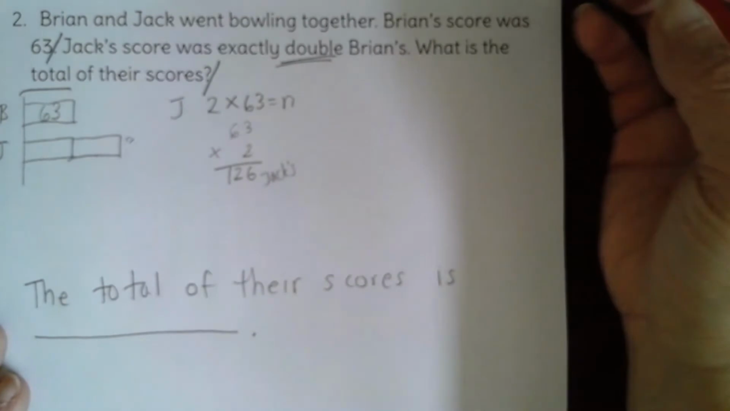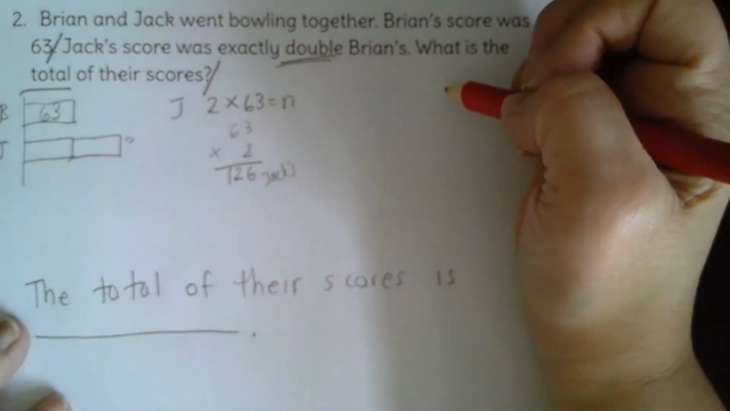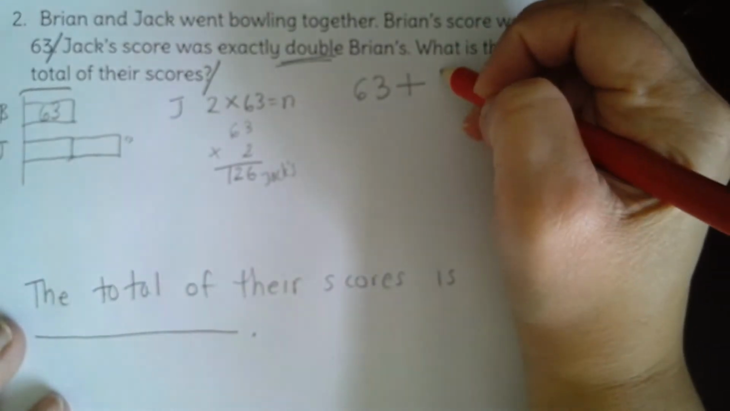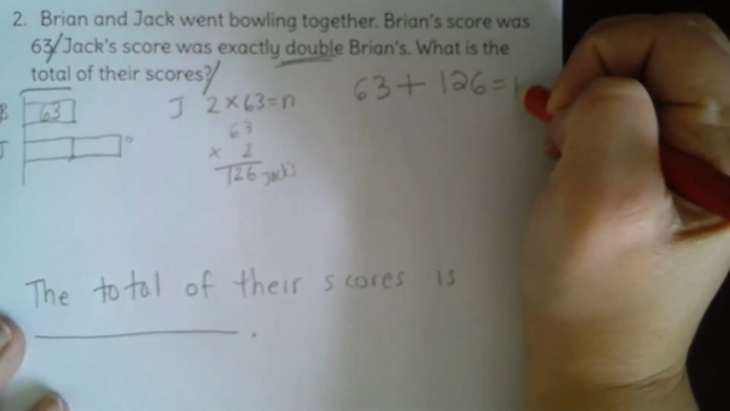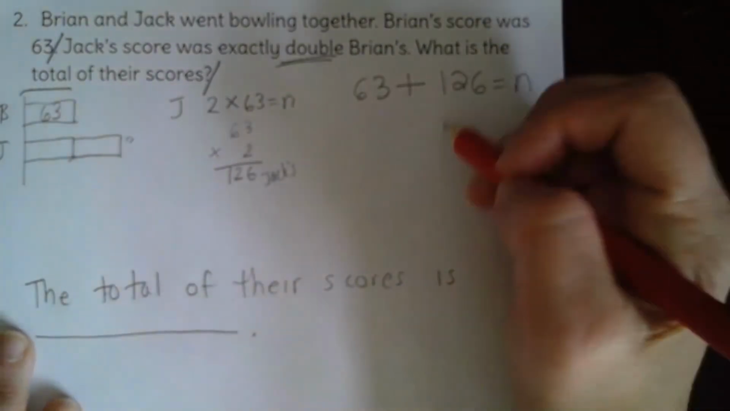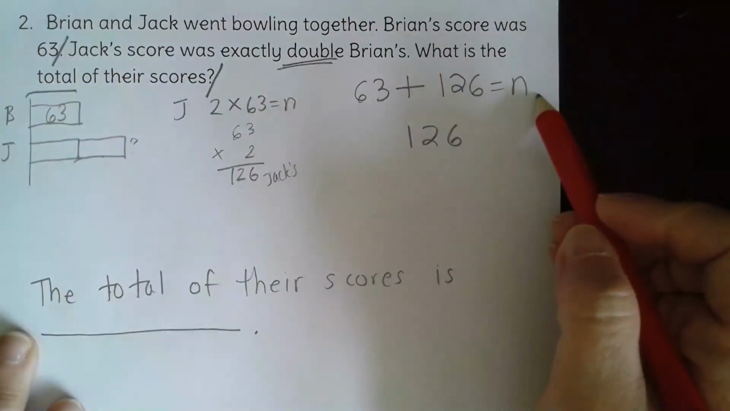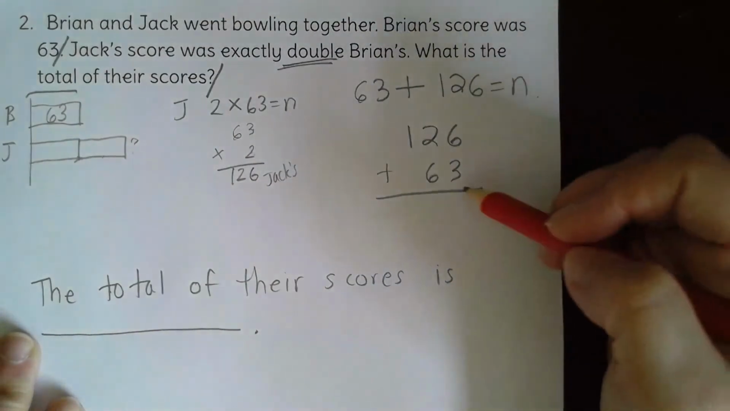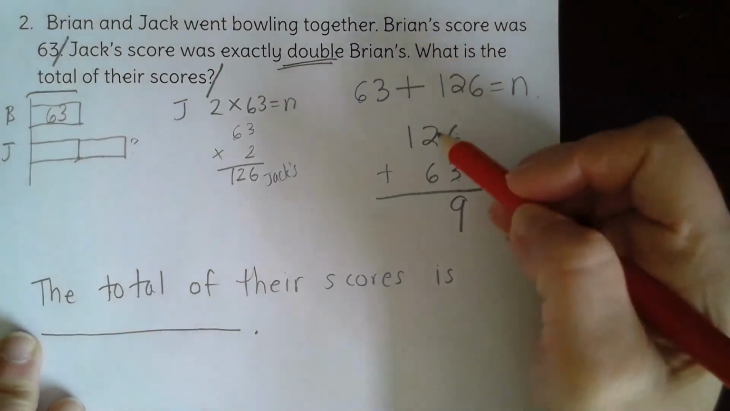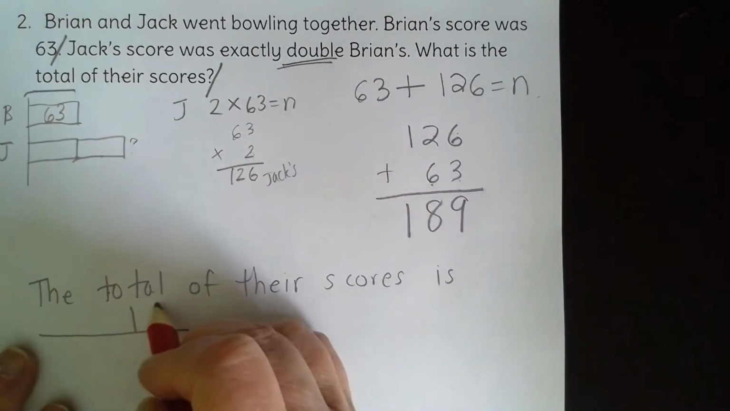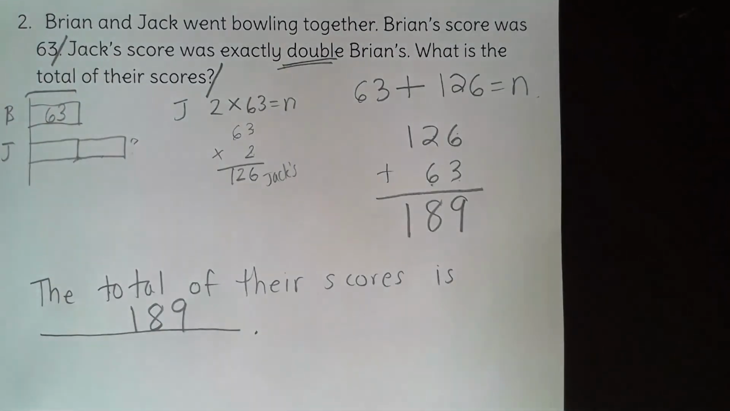Well, the total of their scores means I need to use both of them. So that means I'm going to take Brian's score, which is 63, and I'm going to add it to Jack's score, which is 126. Only then can I get the total scores. So there's my equation. Now I'm going to actually do the addition. 6 plus 3 is 9. 2 and 6 is 8. 1 and 0 is 1. The total of their scores is 189. So there's that one.